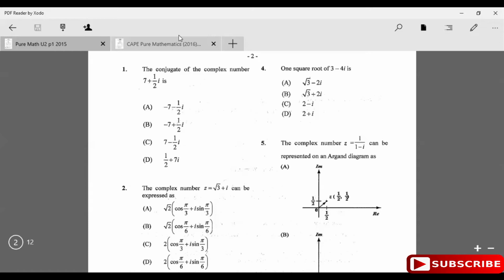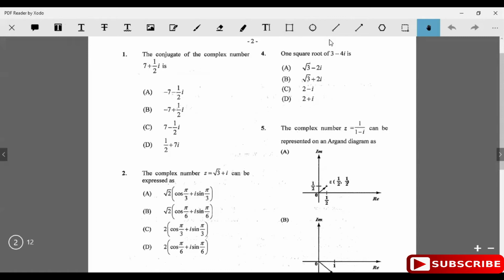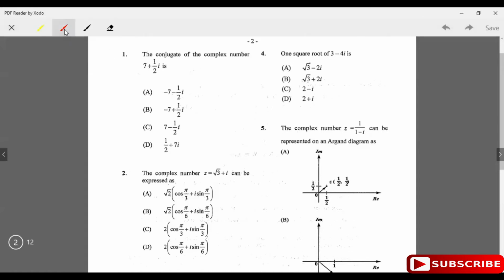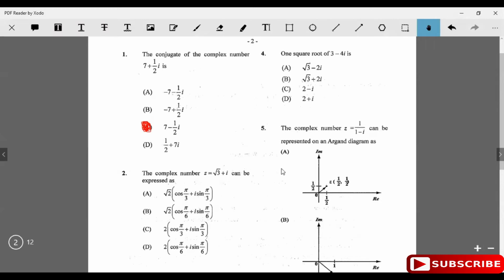All right. So now we're going to be starting with the 2015 paper. We're going to go through 2015. All right. So question 1. It says, what is the conjugate of the complex number? What's the conjugate? C. Easy question. So we can just shade C. Easy question. All right. So that's question 1.